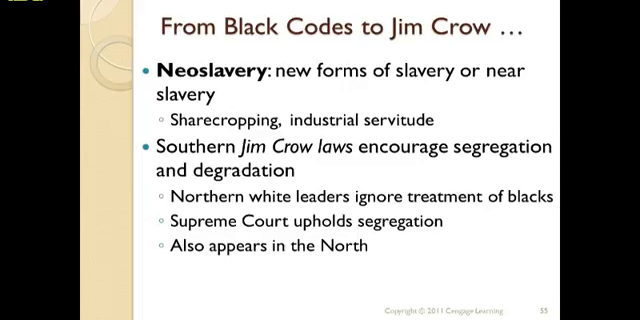Southern Jim Crow laws encouraged segregation and degradation. Northern white leaders largely ignored the terrible treatment of blacks in the South. The Supreme Court upheld segregation all the way up until 1954, and segregation also appears in the North. Everybody thinks of this as a Southern thing, but really that's not the case. The North was very much involved in this segregationist attitude.